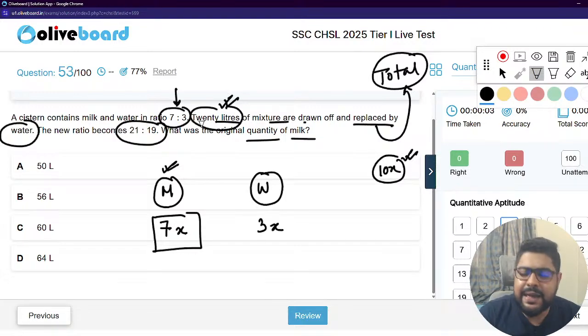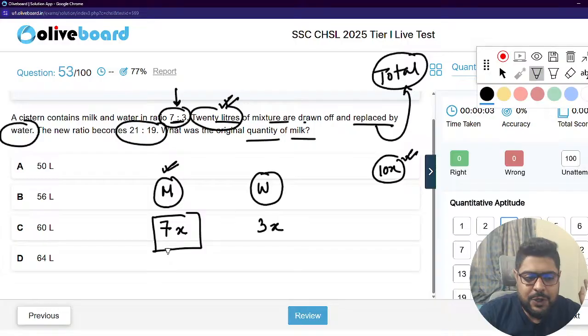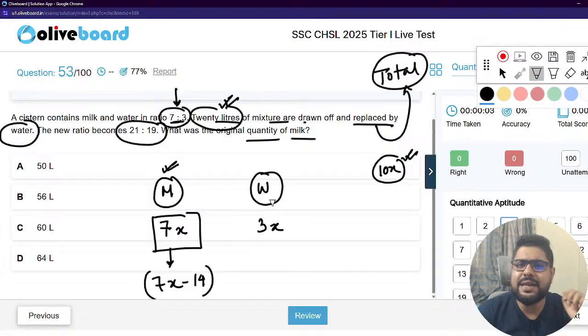So in 20 liters of mixture, how much was the milk? 7 plus 3 is 10. 10 units is 20 liters, so 7 units is 14 liters. So actually what happens, sir? 7x minus 14 liters is the milk remaining after I have drawn off the mixture. Now this much milk is there.